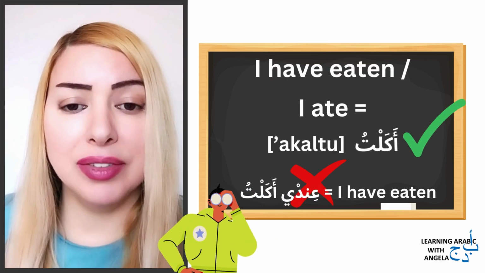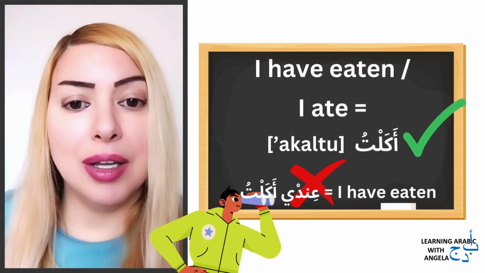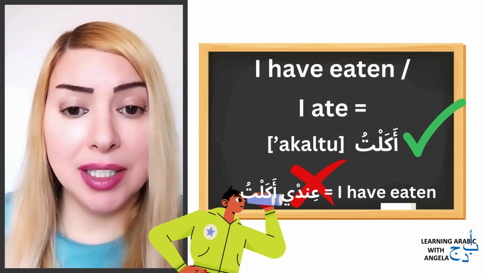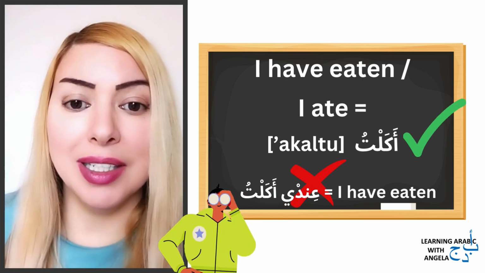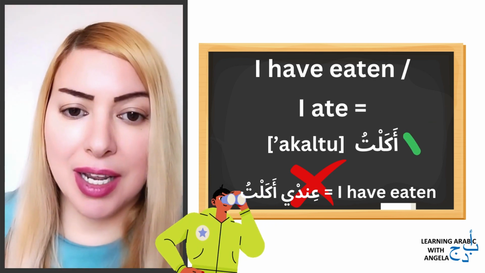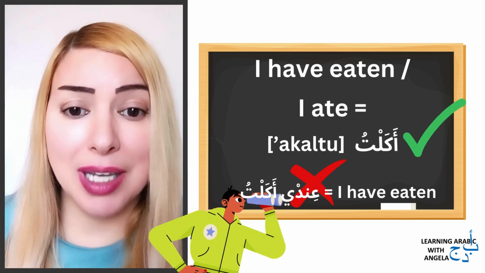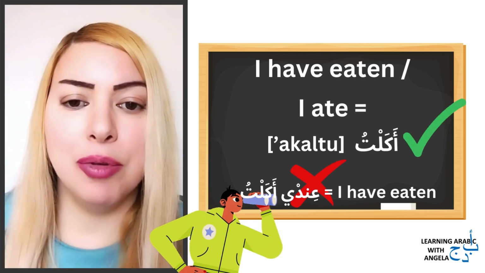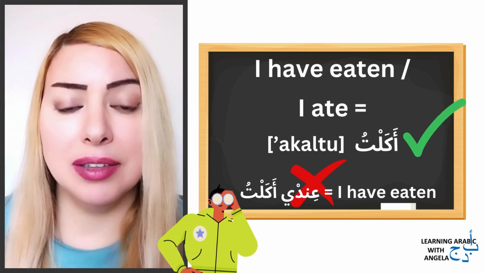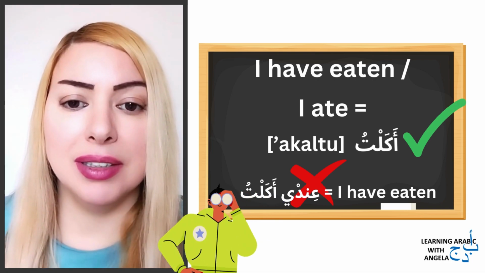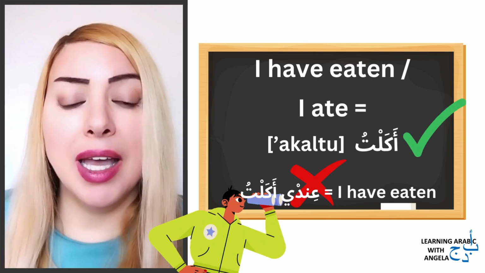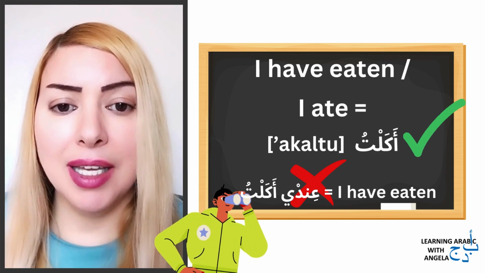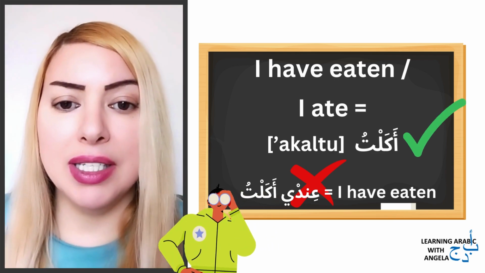For example, I've seen students translating I have eaten to عندي أكلت. You cannot use عند in that sense in Arabic. We literally just have two tenses, the past and the present, and even the imperative is derived from the present tense. So in that case you would use أكلت for I ate and أكلت for I have eaten.